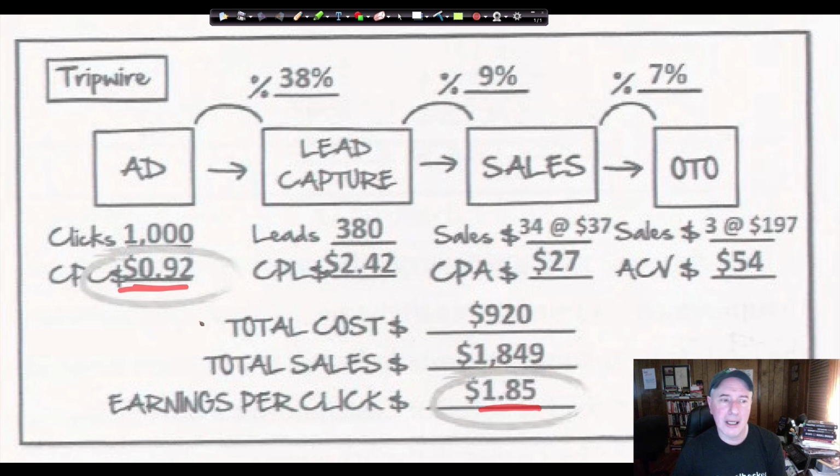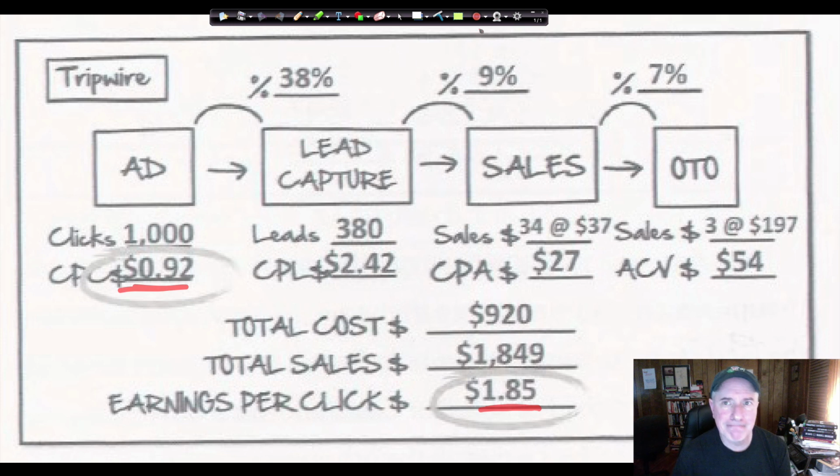If, let's say, your cost per click were $3 and your earnings per click were $1.85, well, that'd be a big problem because you'd be losing money on the back end on every sale that you made. So that's a huge problem. This is the reason you do this, folks. You want to go through this whole thing just so you can compare the cost per click with the earnings per click to make sure that you have a profitable funnel.